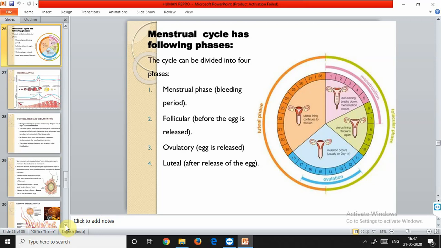Now comes the menstrual phase. This phase lasts for about 3 to 5 days and extends from the 1st to the 4th day. So what does this complete 28-day cycle comprise? The 1st to 4th day comprises the menstrual phase, then from the 5th to 14th day the follicular phase, then on the 14th day only it is the ovulatory phase, and from the 15th to the 28th day it is the luteal phase.